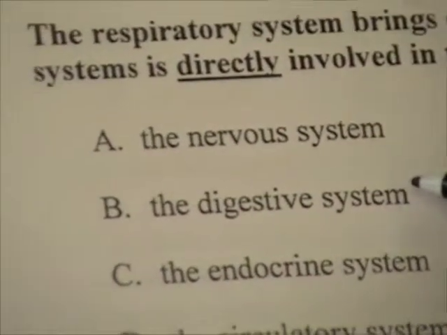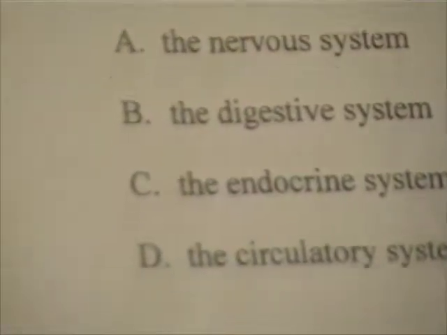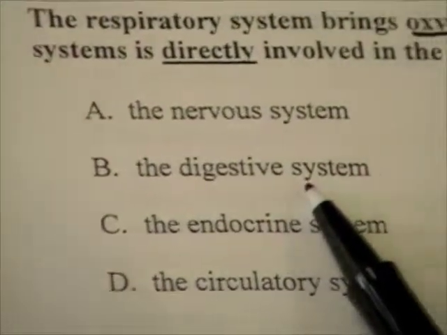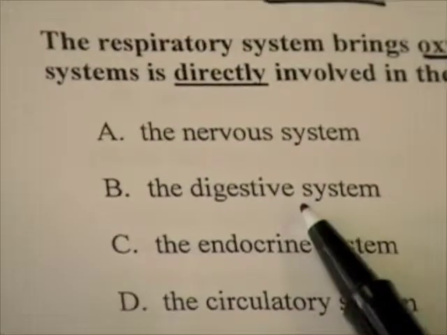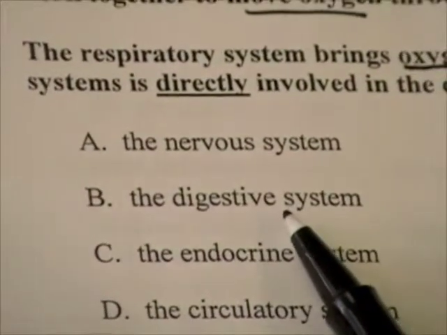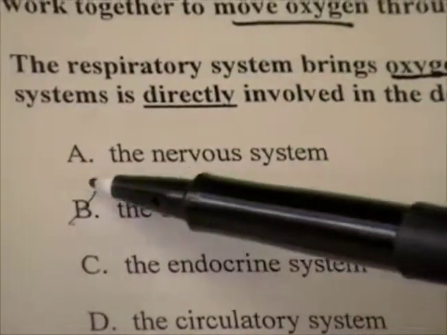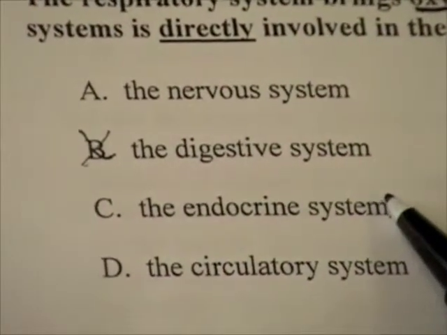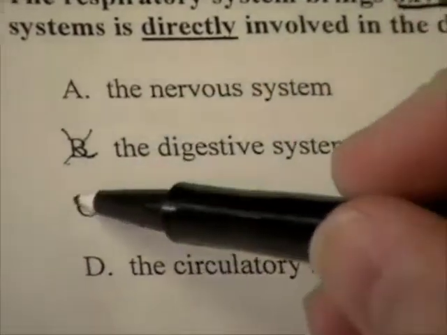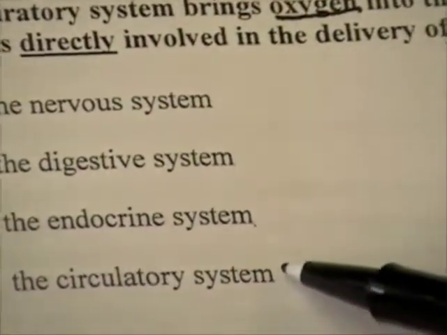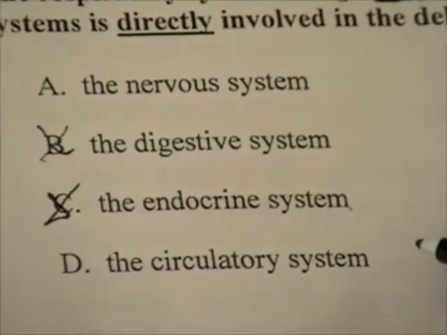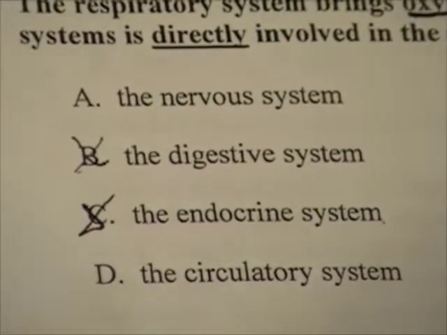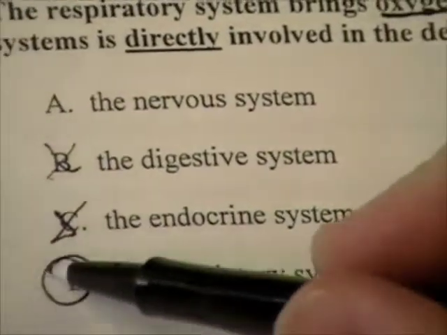Let's look at option B, the digestive system. The digestive system breaks food down into smaller particles that can be used by the cells. And it doesn't say anything about food in the question, so I don't think B can be the answer. The endocrine system is hormones. It doesn't say anything about hormones in the question, so we're going to scratch that too. D, the circulatory system. Well, the circulatory system is your heart, and your heart pumps your blood, and your blood carries the oxygen to your cells. So D must be the correct answer, the circulatory system.